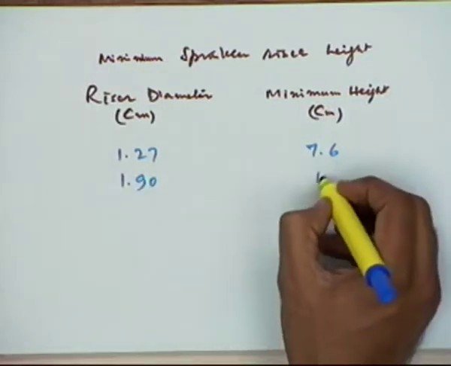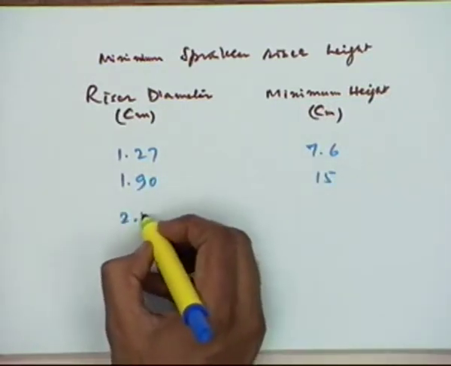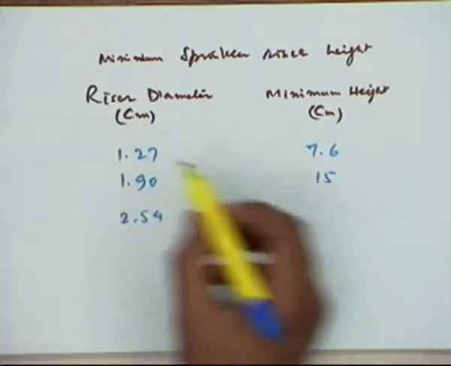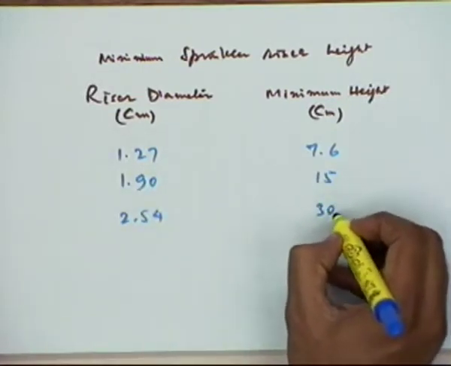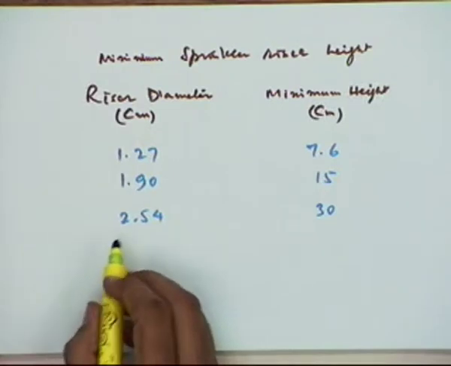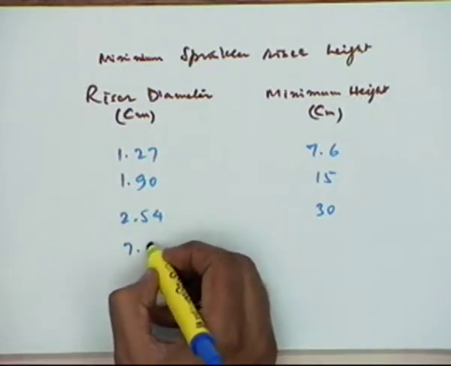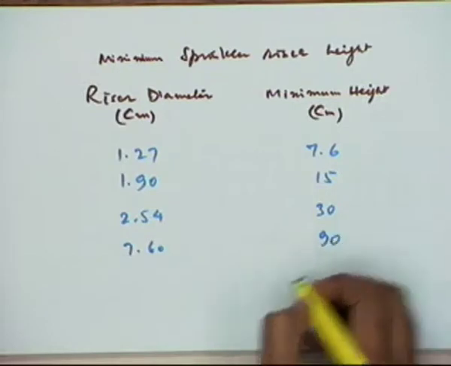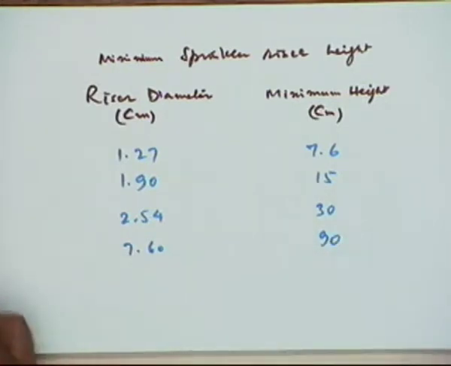Similarly, there are other recommended values which are given for the range of diameters which are normally used. So these are the various values recommended for the riser pipe height with respect to the diameter of the riser pipe used.